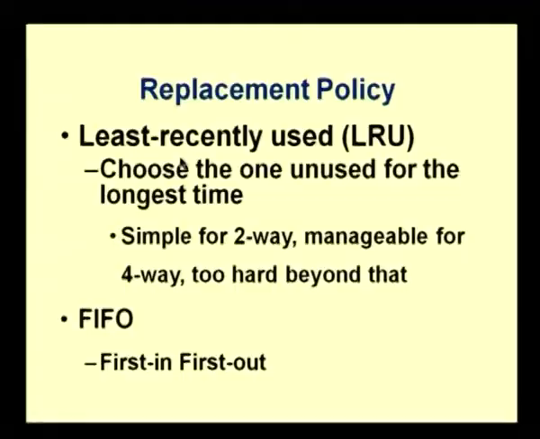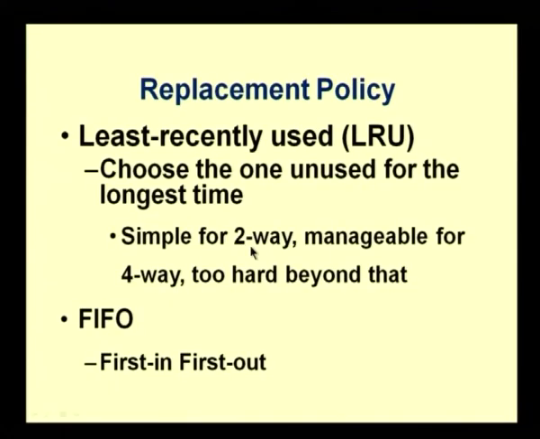Commonly used policies are least recently used. What do I mean by least recently used? I choose the one that has been unused for the longest amount of time. The idea is that if it has not been used for a long time, it is not likely to be used again, so I can replace that particular entry. This can be done very simply by using some kind of a small counter and some kind of a timestamp. This is actually very easy if you are looking at a two-way set associative cache and so on, and also for four-way, but beyond that it becomes a little difficult to manage. This is for the least recently used.